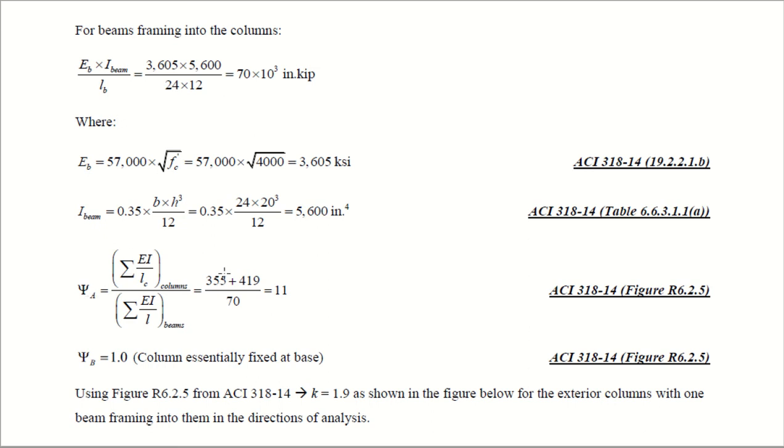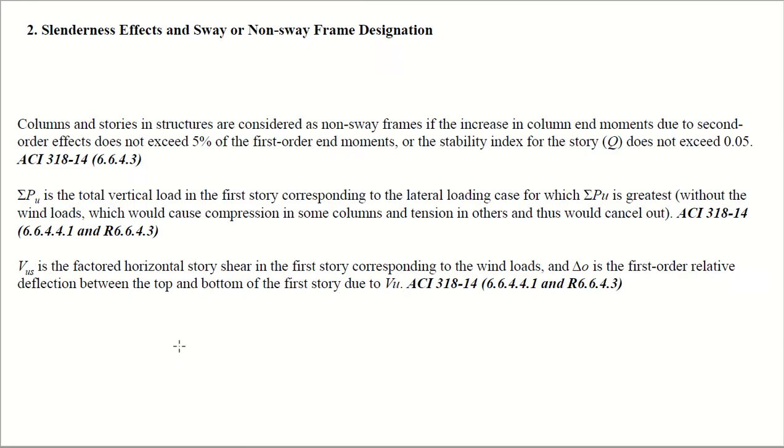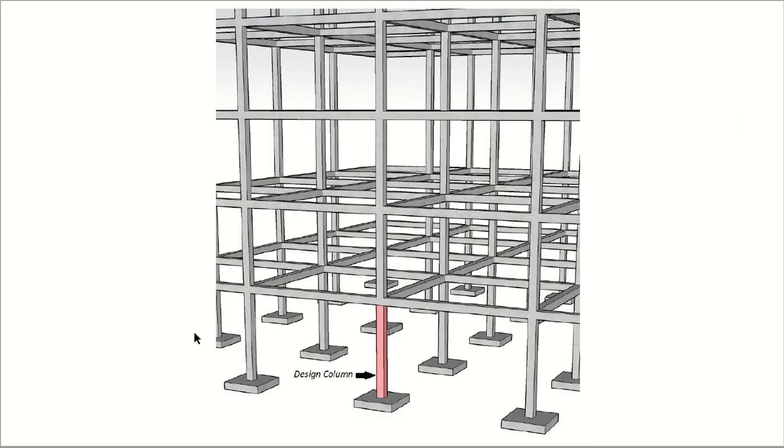See, the column below level 2 and the column above level 2. Okay, and there was only one beam, so it is equal to 11. Psi A is equal to 11 and psi B is equal to 1. Column essentially fixed at base. Okay, if you go to the first slide, see, the column is essentially fixed at the base. However, at this point you are taking the factor of this column as well and this beam as well, so this is psi A and this is psi B.